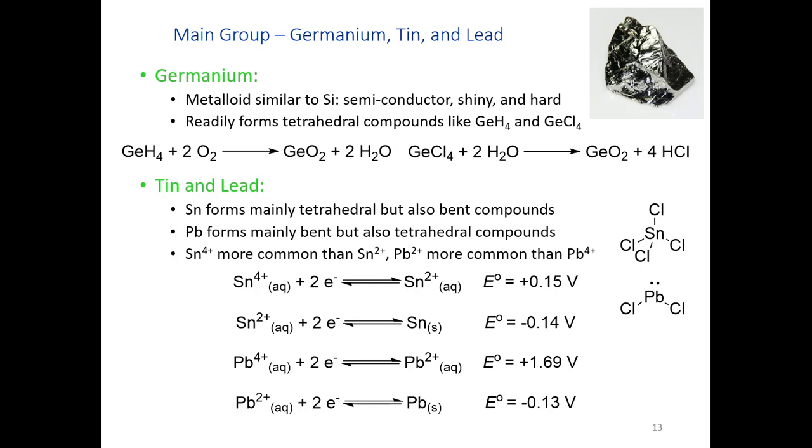When these metals form two-coordinate compounds, they are bent because of a lone pair of electrons in the 5s or 6s orbital. Looking at the reduction potentials, we can see both tin +4 and +2 are fairly stable, with tin +4 being slightly oxidizing and tin metal being slightly reducing. Lead +4, on the other hand, is very oxidizing, and lead metal is only slightly reducing. This means that lead +4 is much less stable than lead +2.